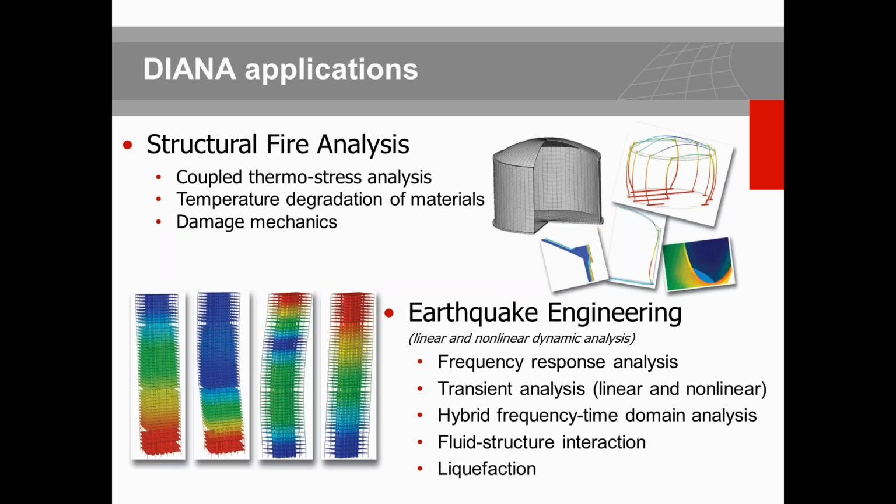For fire analysis, as I mentioned, this analysis could be fully coupled or staggered to simulate the effect of the development of temperature on the strength of the material and failure of the model. For earthquake engineering, we have frequency response. Transient analysis could be time history, linear or nonlinear. We have hybrid frequency time domain. This is the most famous feature that we have in DIANA for complex types of analysis, because you can perform two domains, one frequency, another in time, in a fully coupled approach.